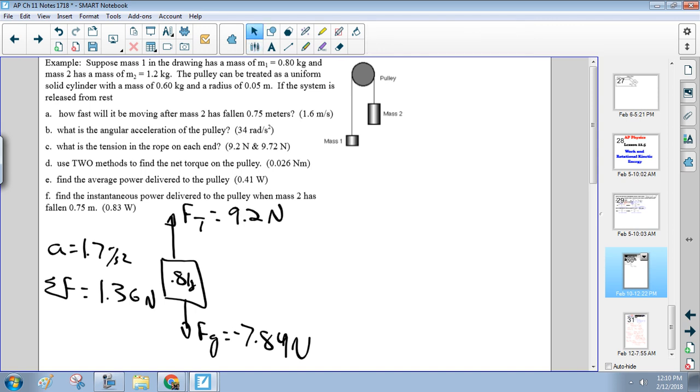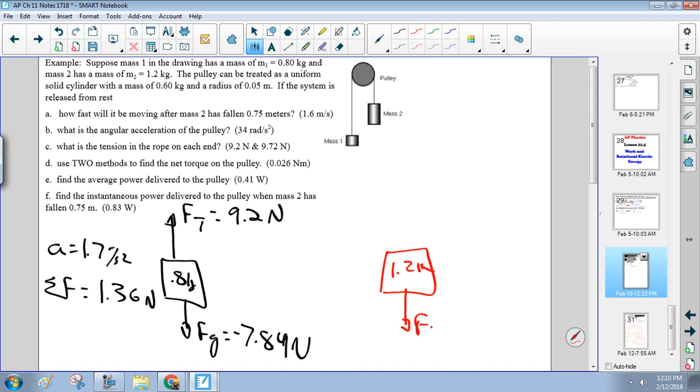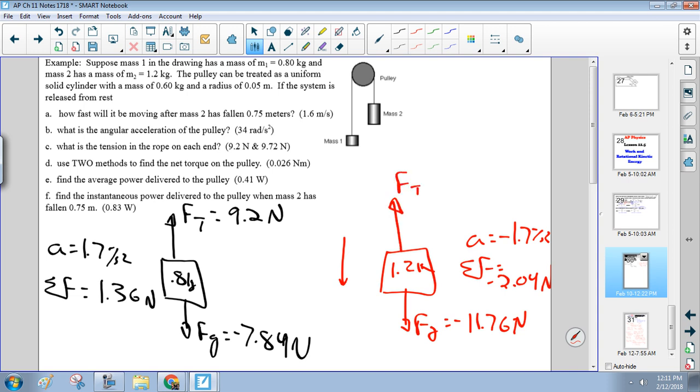Now, doing the other mass gives us this. You got 1.2 kilograms. Your force of gravity is going to be negative 11.76 newtons. Now my acceleration is negative 1.7 meters a second squared, because it's accelerating downward. And so the net force here turns out to be negative 2.04 newtons, which means that the tension on this end has got to be 9.72 newtons, which is the two answers that were on the sheet there.